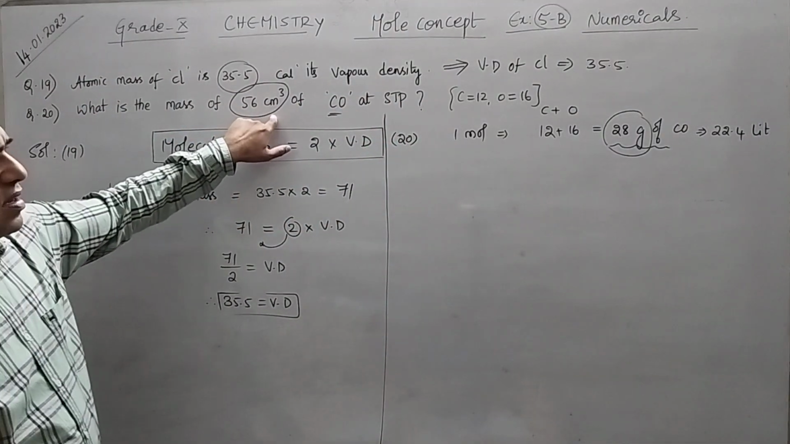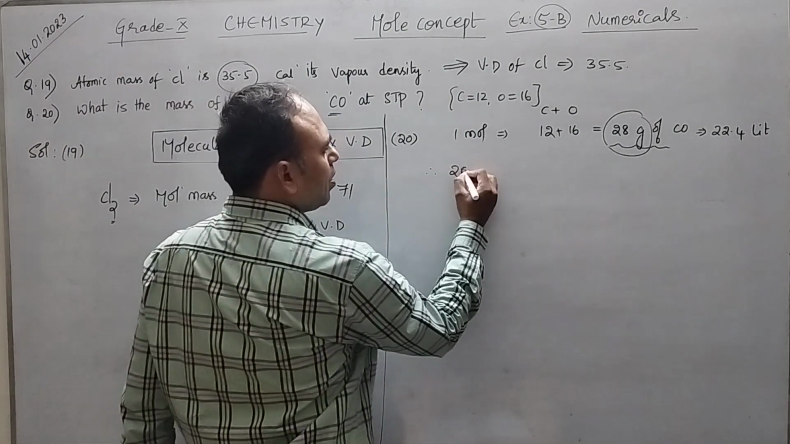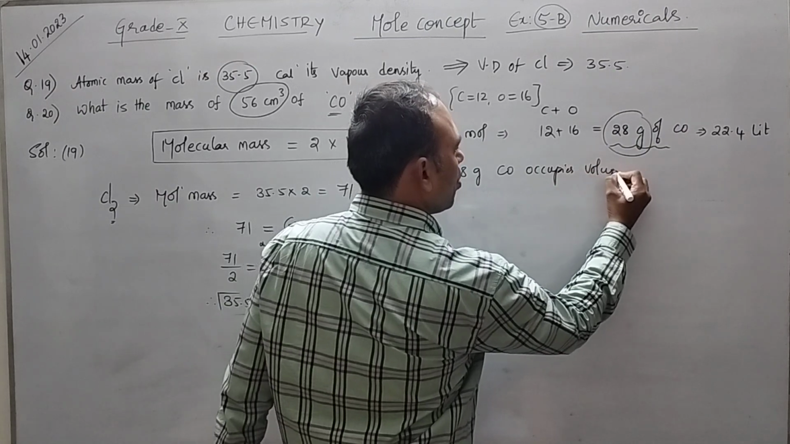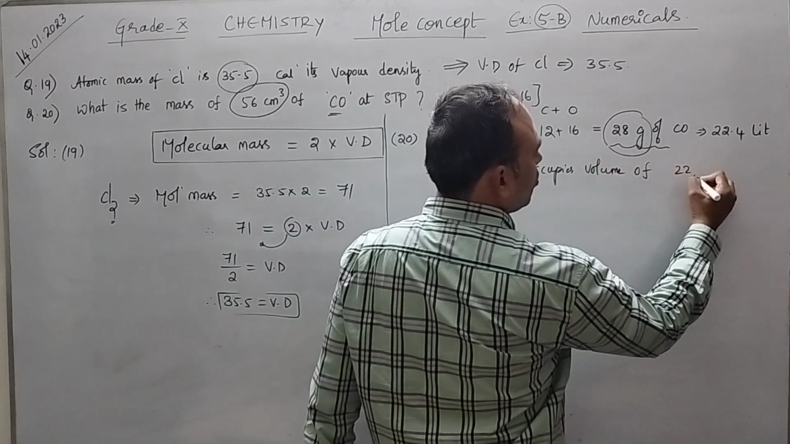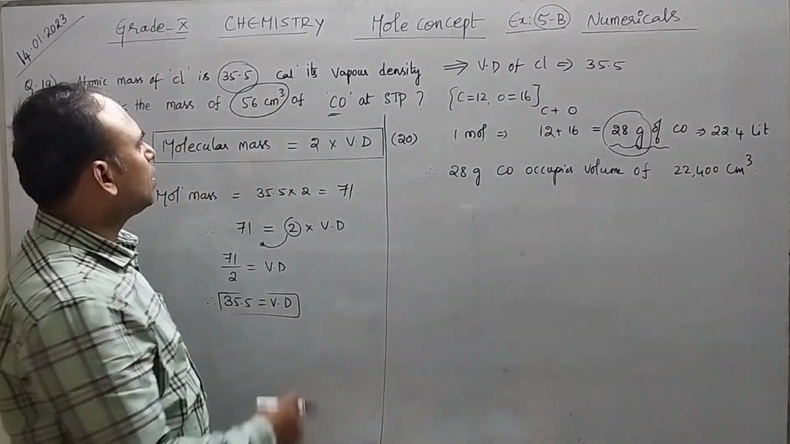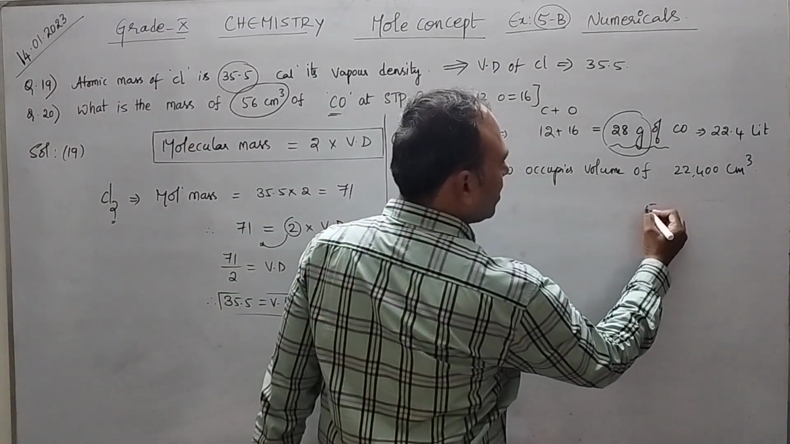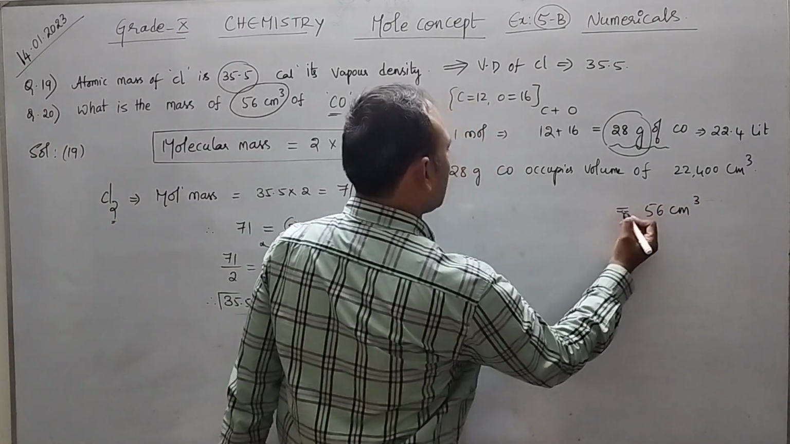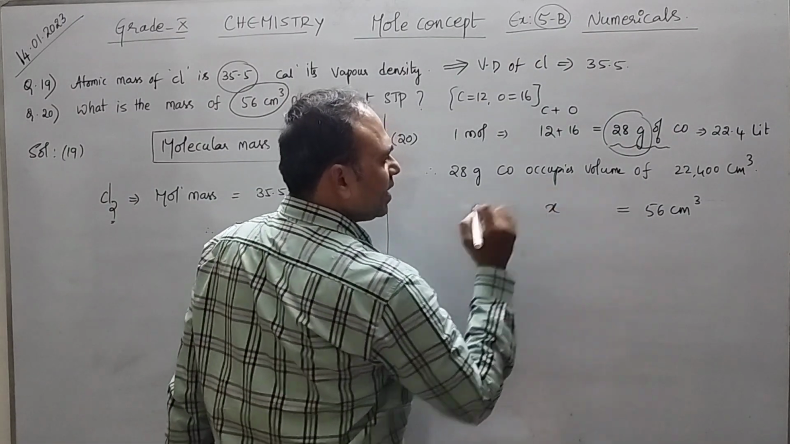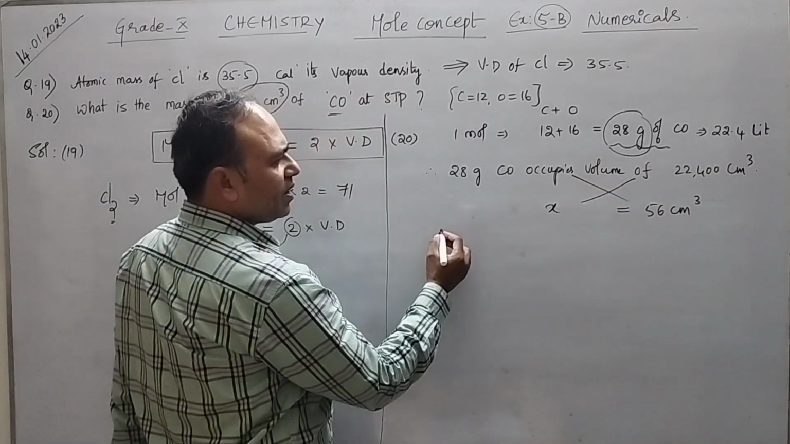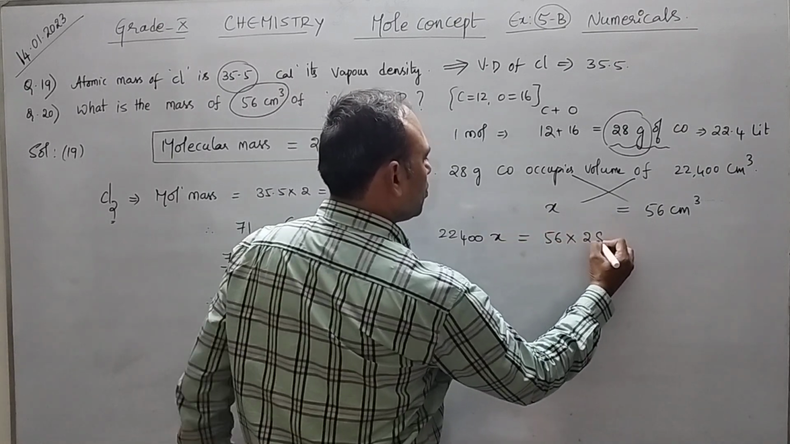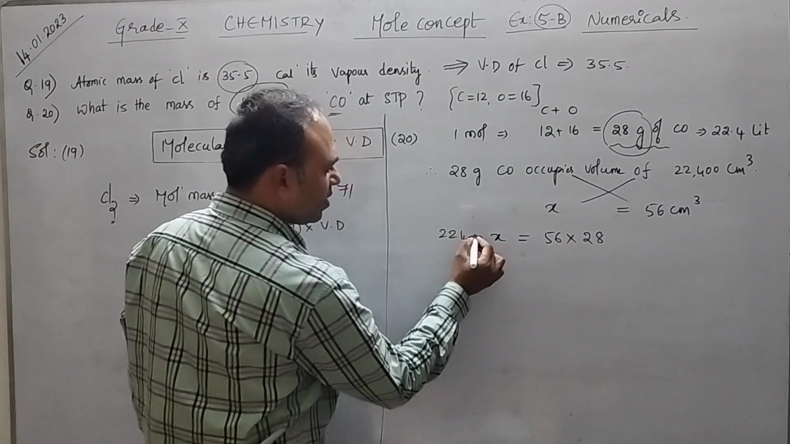But here they have taken in centimeter cube, therefore we can write like this. 28 grams of CO occupies volume of 22,400 centimeter cube. I have converted liter into centimeter cube. Now the question is very simple. They have mentioned 56 centimeter cube. 56 centimeter cube, what will be the mass? So let us take the mass as x. Now cross multiply. What we get? 22,400 x is equal to 56 into 28. Therefore x is equal to this.